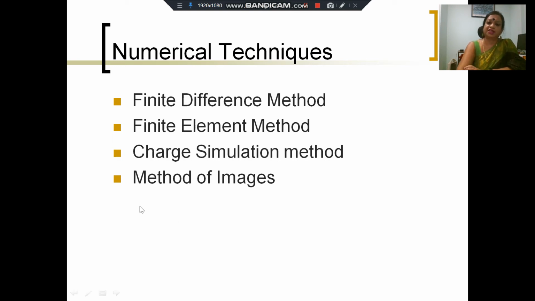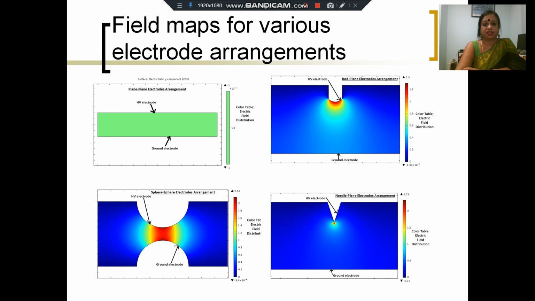There are various kinds of numerical techniques available for solution of electrostatic fields. There is the finite difference method, the finite elements method, charge simulation method, method of images, among others. We are not going to discuss these numerical techniques, but here I will show you some of the field maps that we have obtained using a finite elements method for various electrode geometries.